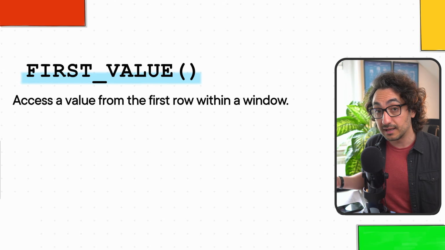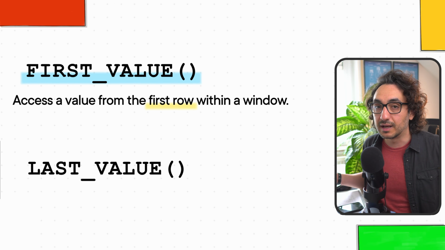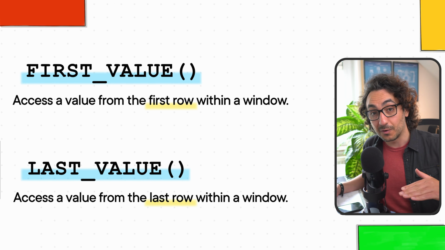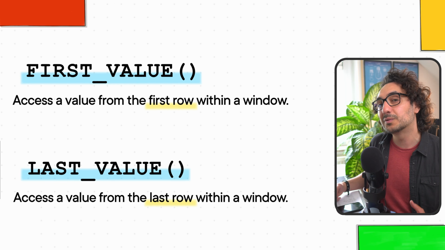The first value and the last value functions, I think the name says everything, right? The first value allows you to access a value from the first row within a window, whereas the last value, exactly the opposite, allows you to access a value from the last row within a window. Easy, right? So now let's understand how SQL executes those functions.